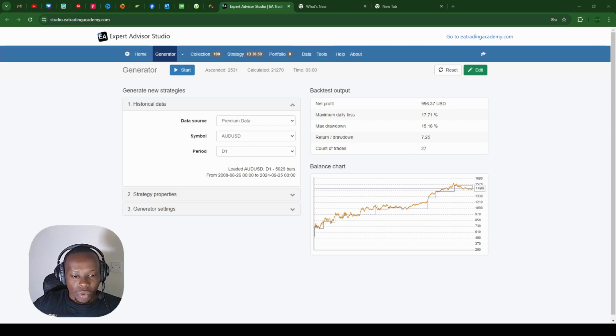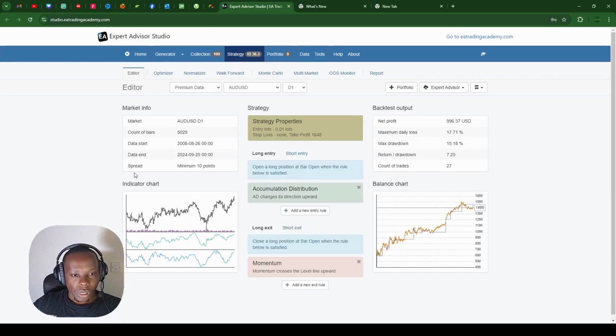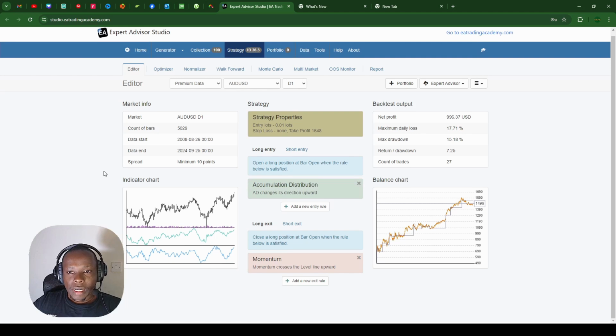If we come to the expert advisor, let's look at the results. It tells you the net profit is $996. Maximum drawdown is 15.18%. It took 27 trades.